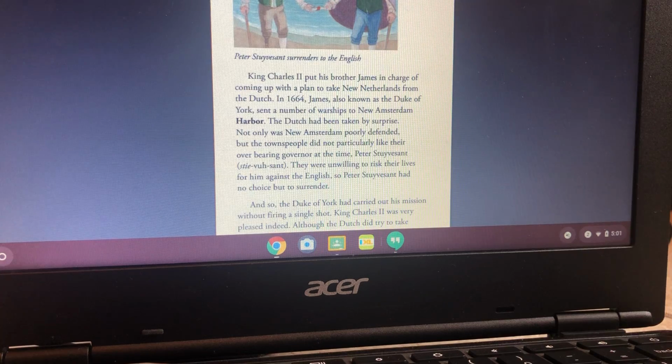Charles II based this belief on the fact that John Cabot had explored North America for England back in the late 1400s, and before Henry Hudson had done so for the Dutch in the early 1600s. King Charles II put his brother James in charge of coming up with a plan to take New Netherlands from the Dutch. In 1664, James, also known as the Duke of York, sent a number of warships to New Amsterdam harbor. The Dutch had been taken by surprise.